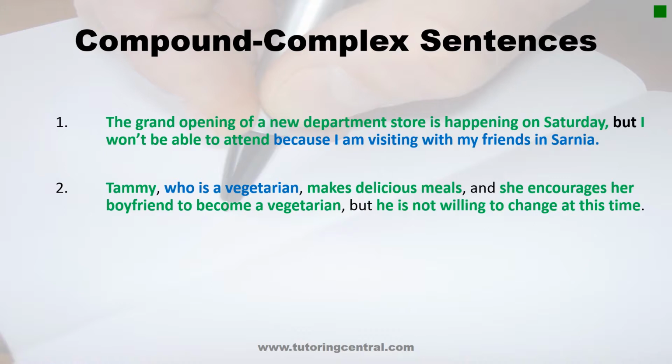Let's look at a couple more examples just to make sure that you understand what's happening here with compound complex sentences. The grand opening of a new department store is happening on Saturday, but I won't be able to attend because I am visiting with my friends in Sarnia. So we start off with an independent clause, the grand opening of a new department store is happening on Saturday. And we have another independent clause joined with the coordinating conjunction but, I won't be able to attend. Then we have our dependent clause, because I am visiting with my friends in Sarnia.